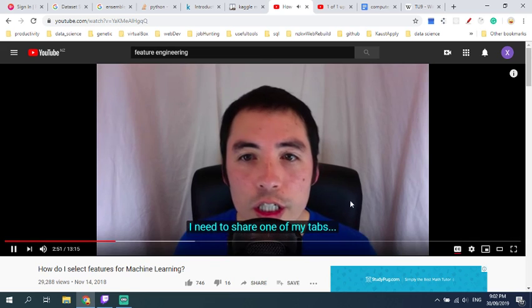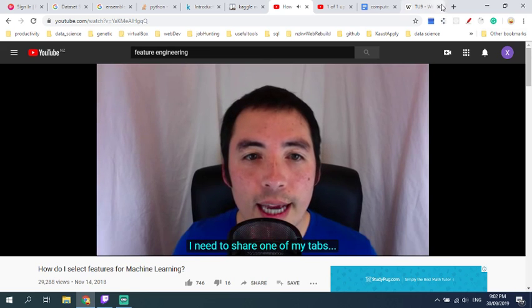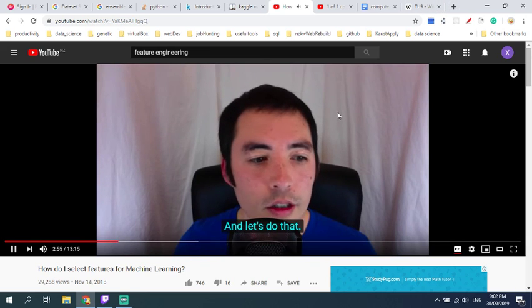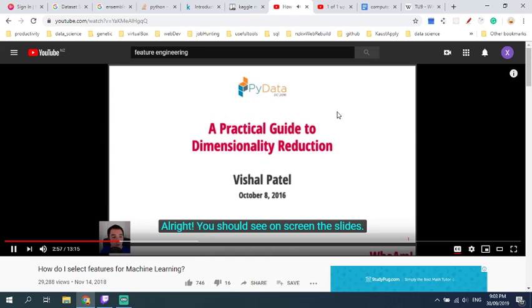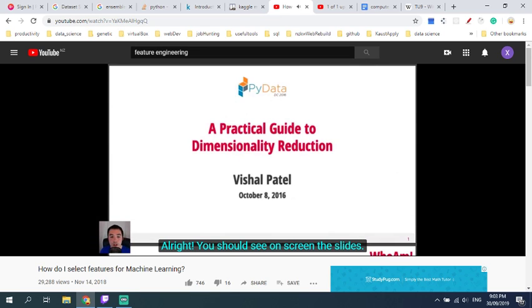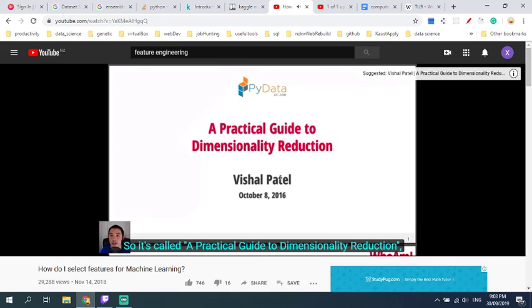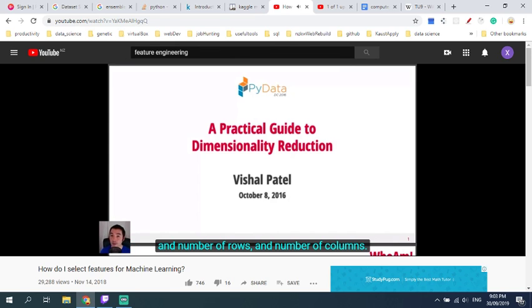I need to share one of my tabs, and let's do that. All right. You should see on screen the slides. So it's called A Practical Guide to Dimensionality Reduction, but it's about feature selection because dimensionality refers to the dimensions of your training data, the number of rows and number of columns.